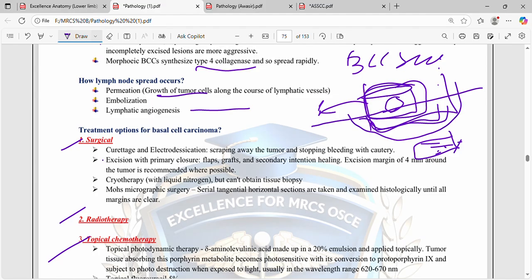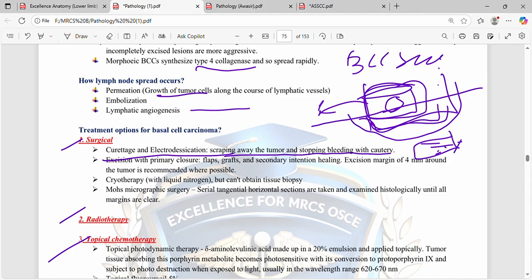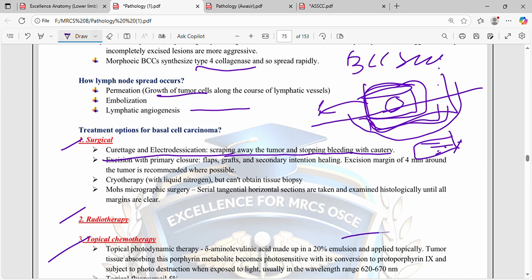So curettage and desiccation, breaking away the tumor and then stopping the bleeding with cautery, and excision with primary closure. You can excise this skin lesion and then close the skin primarily, or you can close with a flap, graft, or secondary intention healing. But later on you have to excise the scar. Excision margin of 4 mm around the tumor is recommended where possible.